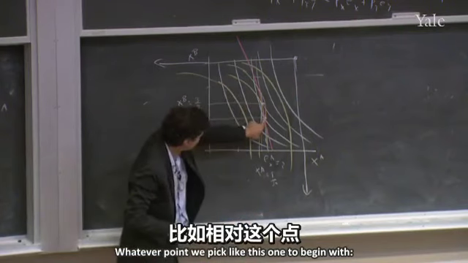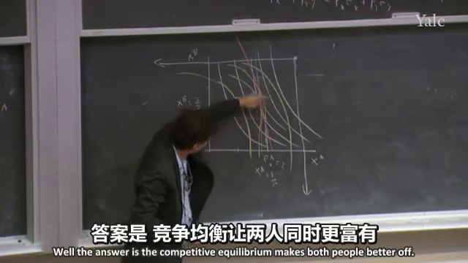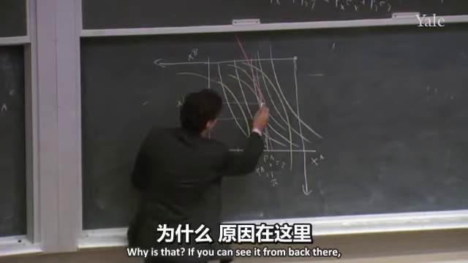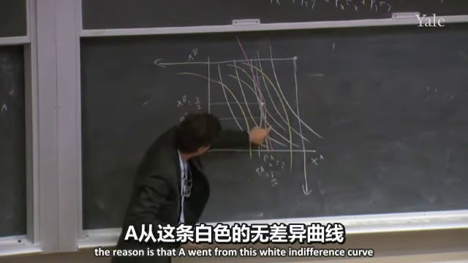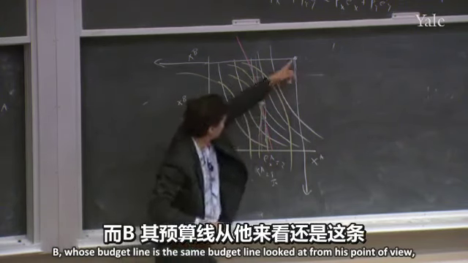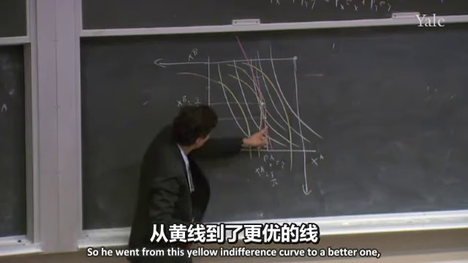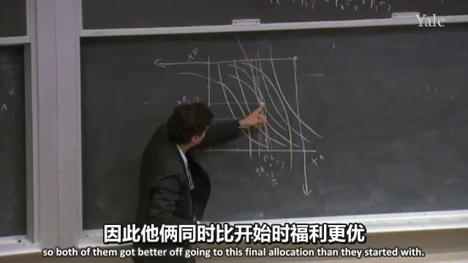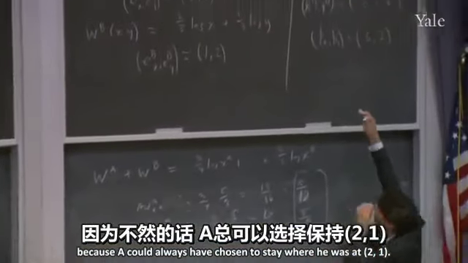So what is the definition of Pareto efficiency? Whatever point we pick, like this one to begin with, is there a way of making both people better off? Well, the answer is the competitive equilibrium makes both people better off. Why is that? The reason is that A went from this white indifference curve to a better indifference curve over here. B, whose budget line is the same budget line looked at from his point of view, went from his indifference curve over here to one here. So he went from this yellow indifference curve to a better one. Both of them got better off going to this final allocation than they started with. And of course that had to be true because A could always have chosen to stay where he was at 2-1.